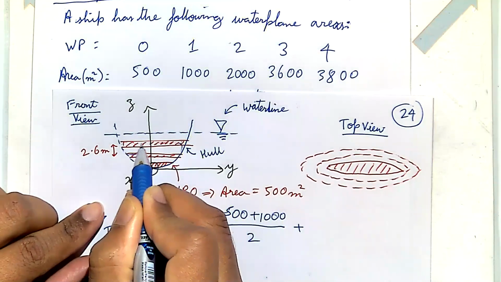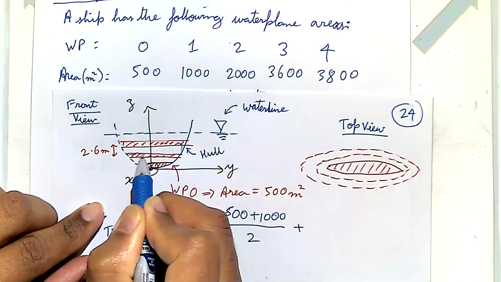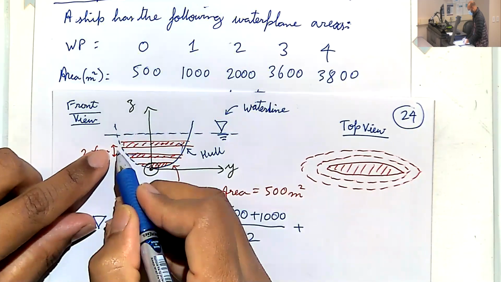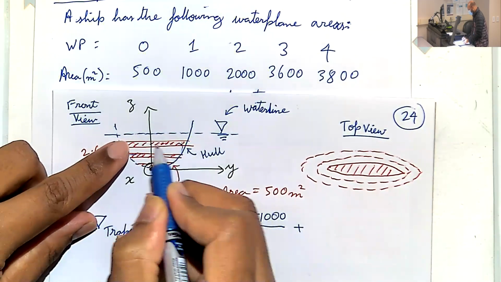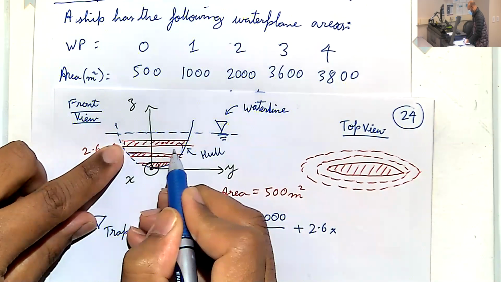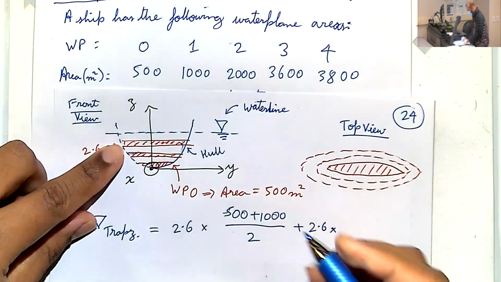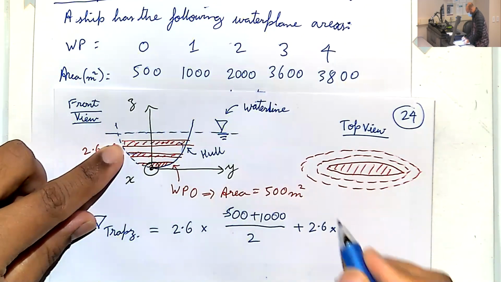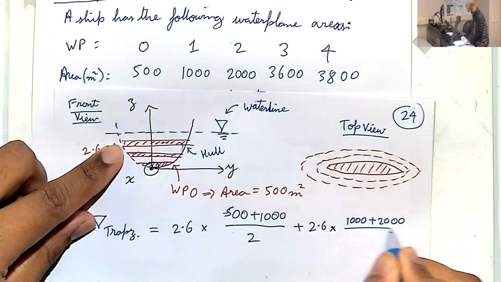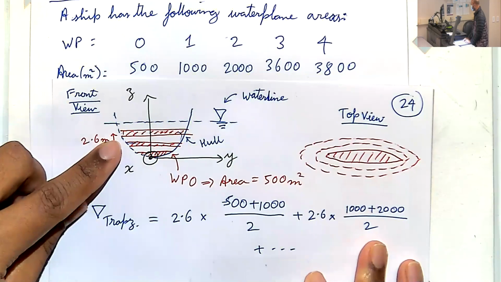Be 2.6 times 1,000 plus 2,000 divided by 2. Yeah, so it's basically, again, we use the trapezoidal rule. The distance between the two areas is 2.6 times whatever the area of the top face is plus area of the bottom face divided by 2. So 1,000 plus 2,000 divided by 2. And you keep going, right? It's the same as what we did earlier.